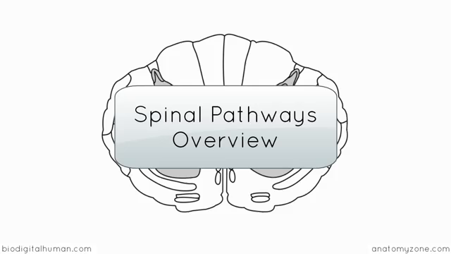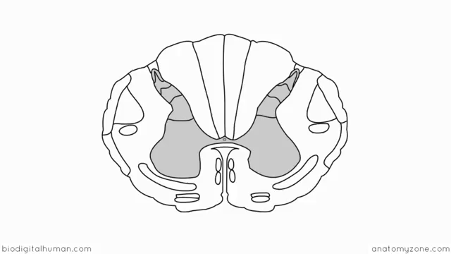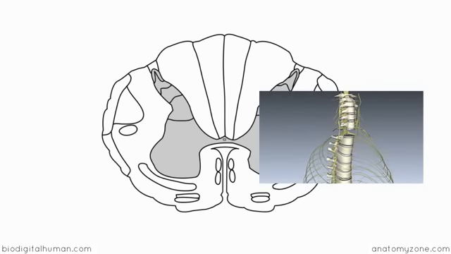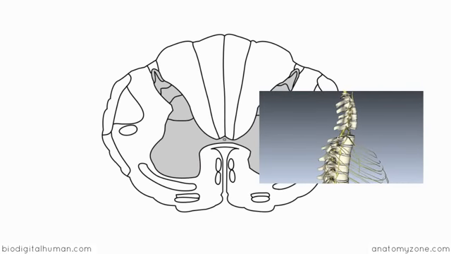Okay, so in this part of the tutorial, what I'd like to do is introduce you to the idea of the different ascending and descending spinal pathways. So hopefully you will have watched the previous parts on the spinal pathways and will understand that the ascending tracts carry sensory information from the periphery to the brain, and the descending tracts carry information from the brain to the periphery.